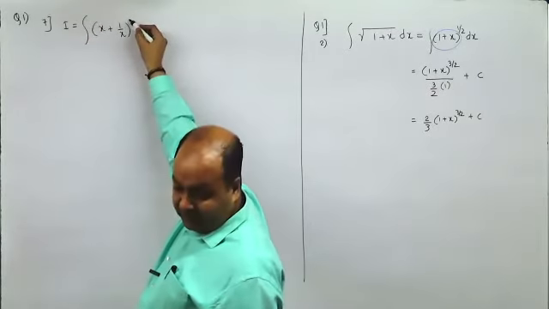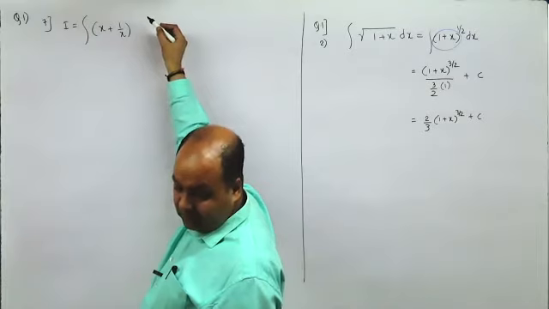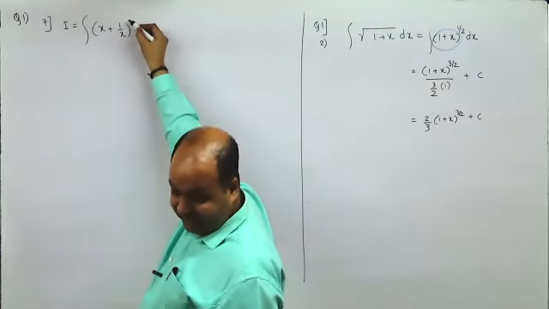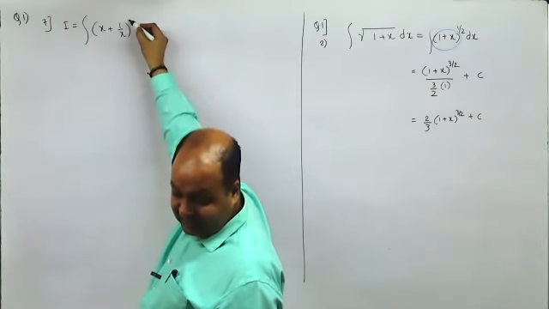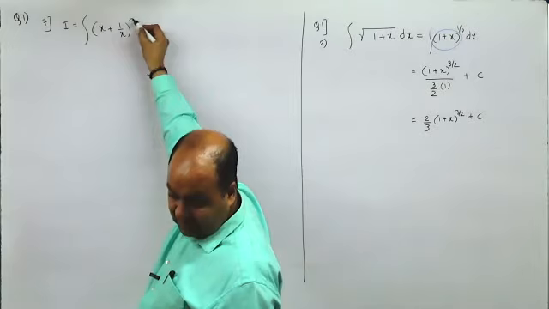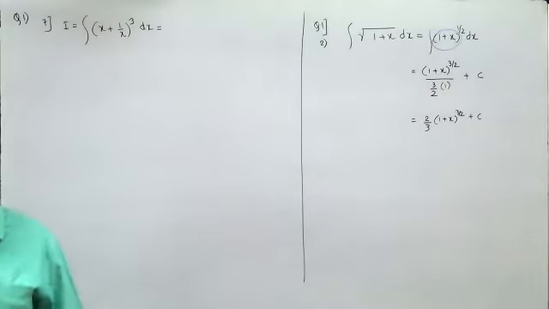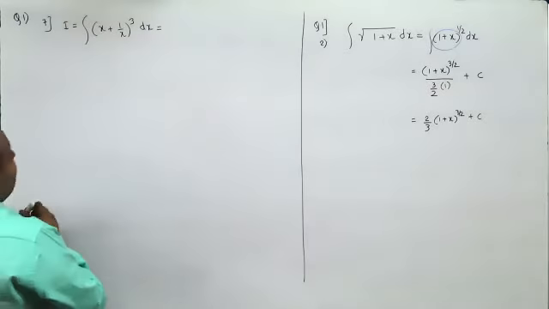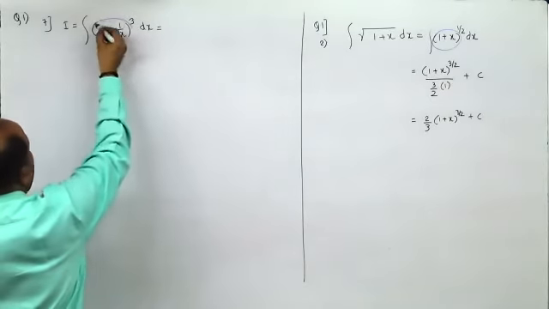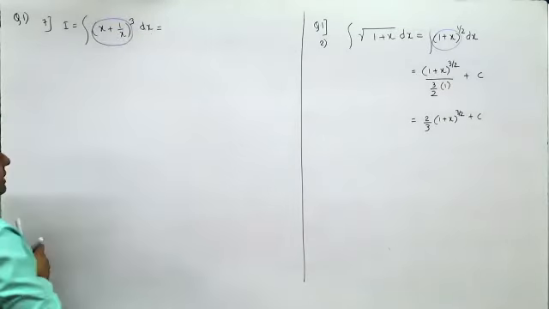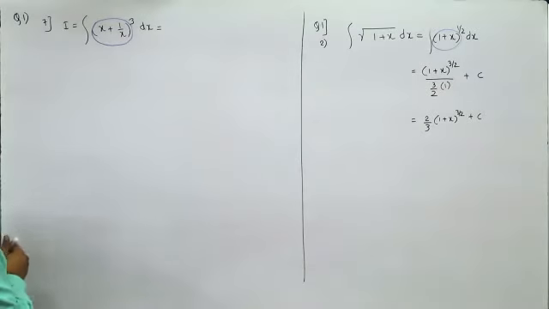Now this is the integral of x plus 1 upon x the whole cube dx. So how do you solve it? If it is x plus 1 upon x the whole cube, you cannot treat this as x now, because when you cross multiply, this would become x square. So you cannot treat it as x.